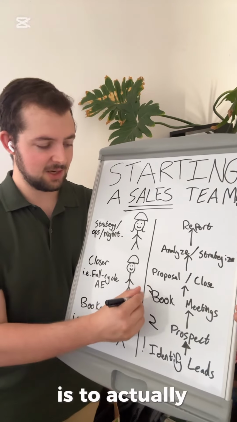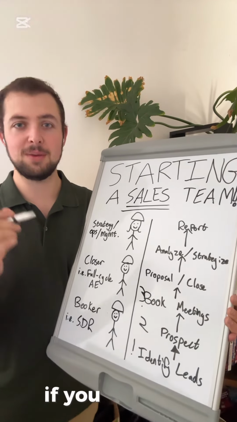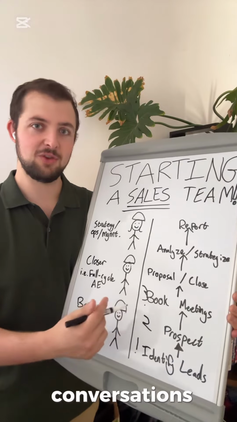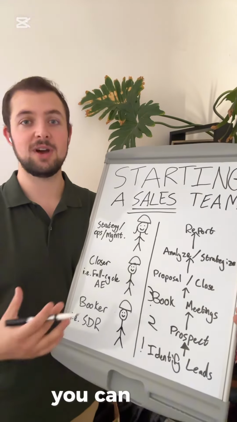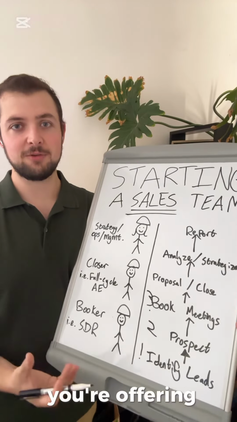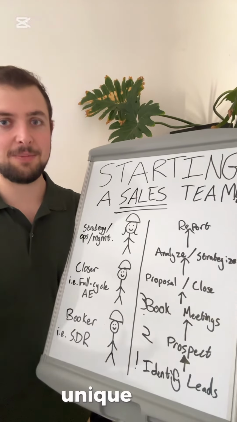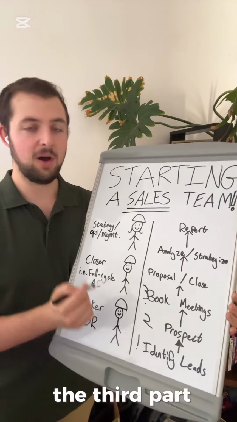The third is to actually book meetings. So, if you can book meetings from conversations you have, then you can actually pitch, you can understand the client, you can try and effectively sell what you're offering to them that solves their unique pain points. So that's the third part, booking meetings.